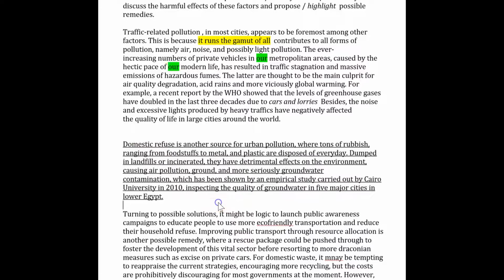Okay. So domestic refuse is another source. Okay. Lovely. But do you see what I mean? That is a good paragraph. You've made a very, very clear point. You've got a great example.